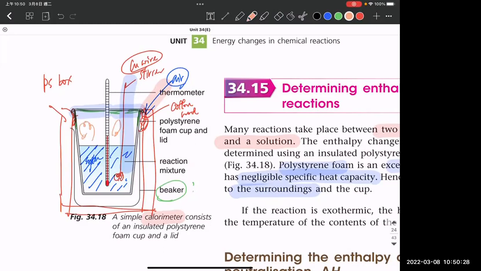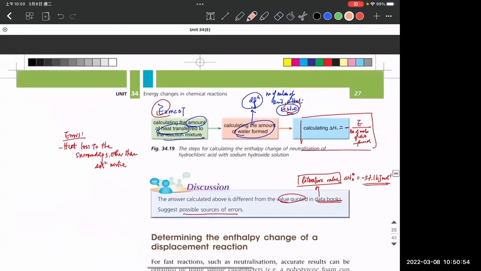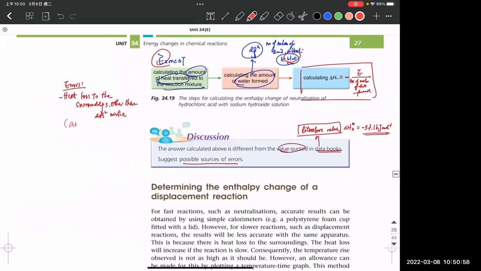What else? About the design, the polystyrene cup absorbs heat, but not a great amount. The thermometer is made of glass, so it can also absorb heat. The stirrer also absorbs heat. Do you realize? So you may mark it here. For example, air, the polystyrene cup, the stirrer, and the thermometer also absorb heat. Okay, what else?